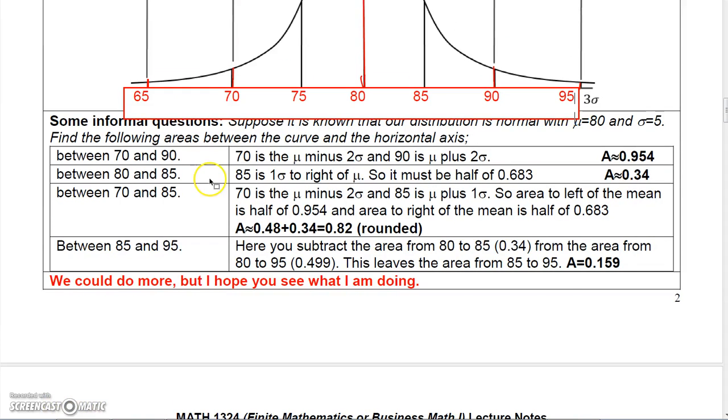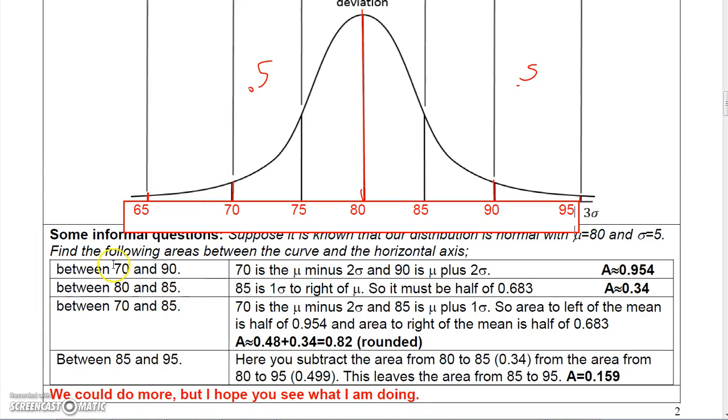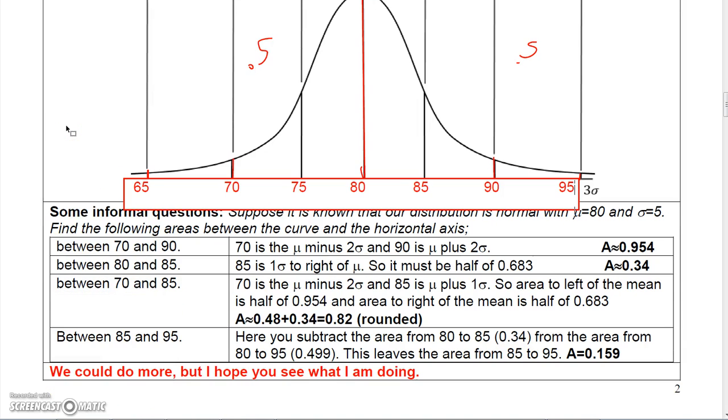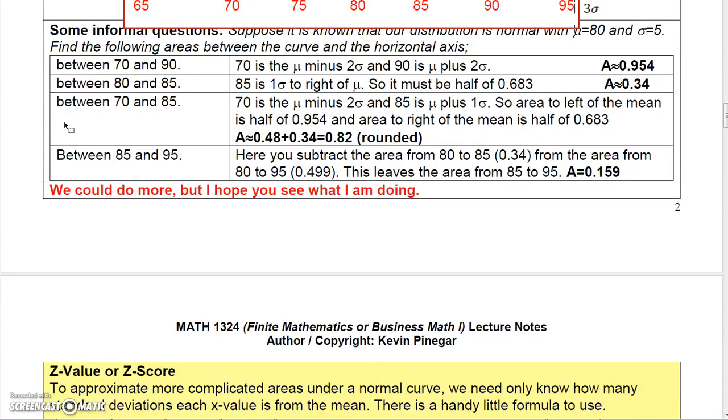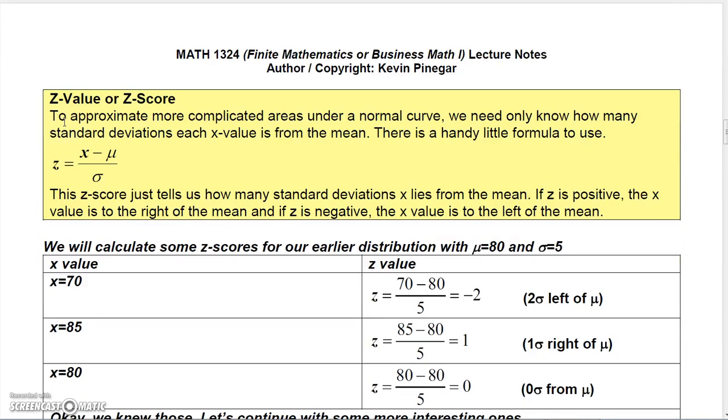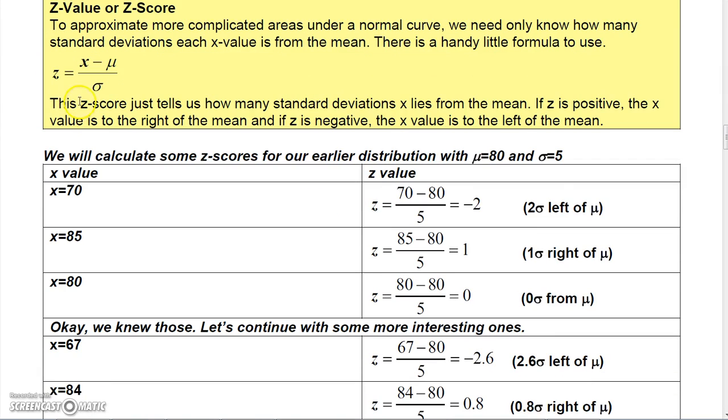The problem that we run into, though, is what if we have numbers that are not real standard? So instead of 70 to 90, what if I wanted to go, say, 73 to 87, or say 74 to 86, or something like that? Well, then we would have to know more areas to do that. Well, there is a way to know more areas, and that's called using z-scores and then using a z-table.